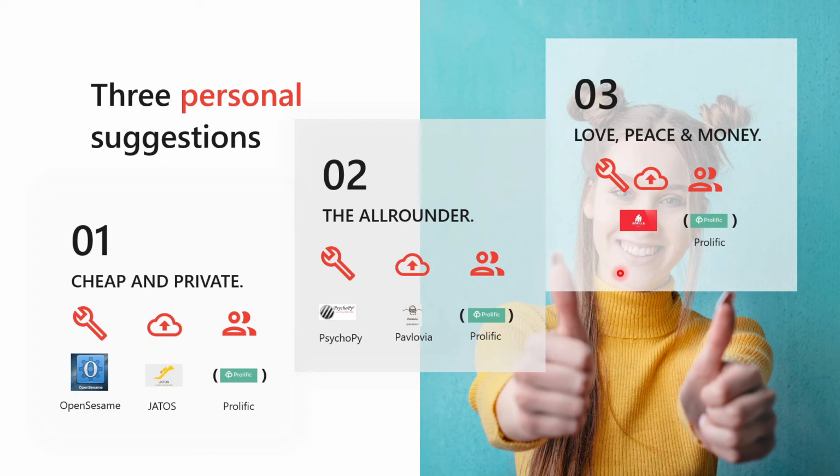What you also could do is the love, peace, and money combo, which I called it, which basically uses Gorilla for experiment programming and hosting, but it's a paid service. I think it costs around €1 per participant. But you still need to take care of recruiting participants yourself. On the plus side, this might be good for students because you don't really need any programming at all.